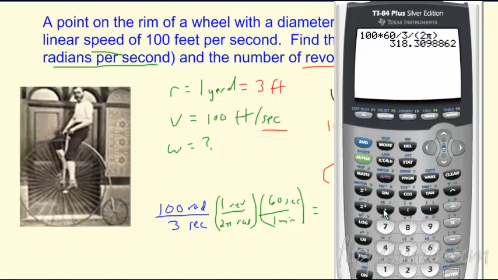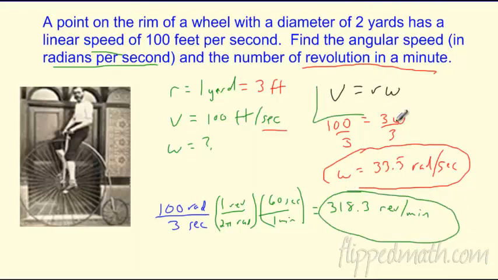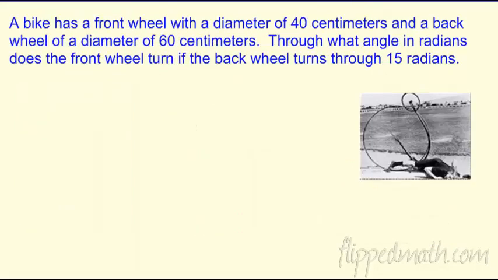And it looks like I am doing what? 318.3. What was that? That should be revolutions per minute. Excellent. So a little dimensional analysis there and a little formula. That was a really fun one. I enjoyed that. Awesome. Moving on.